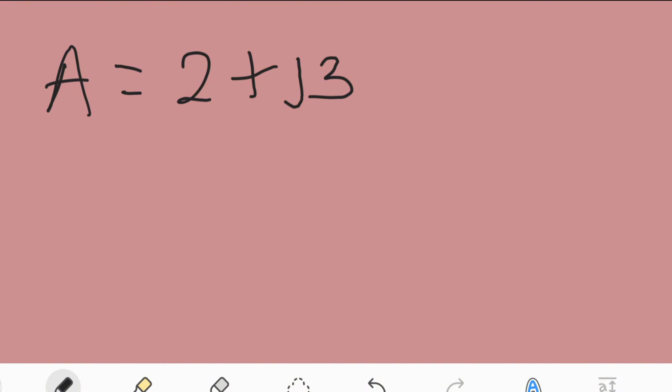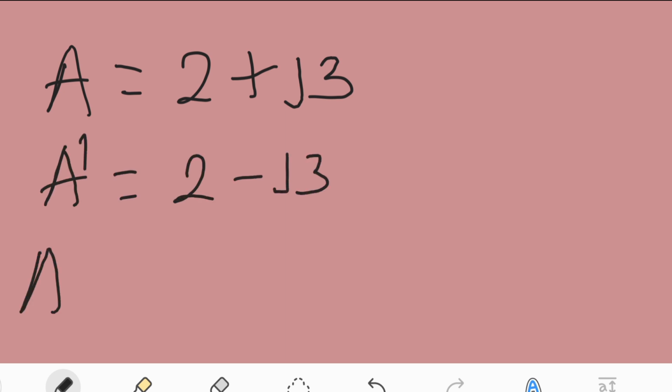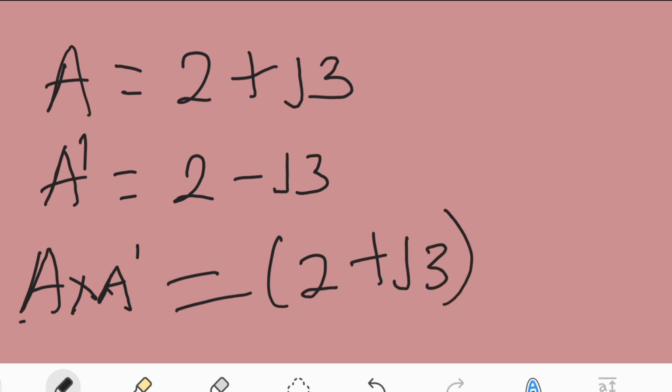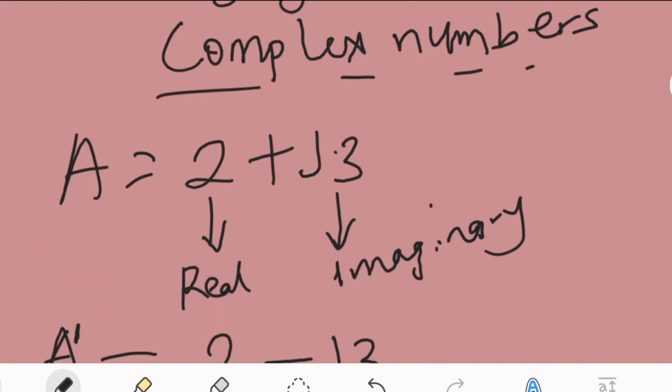So we have this complex number, and the conjugate is A prime, which is 2 minus j3. So we want to multiply A times A prime, the complex number times its conjugate. So it's going to be 2 plus j3 multiplied by 2 minus j3. So this is interesting. Let's see where this takes us. So let's go forward.